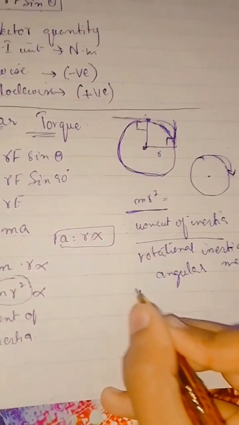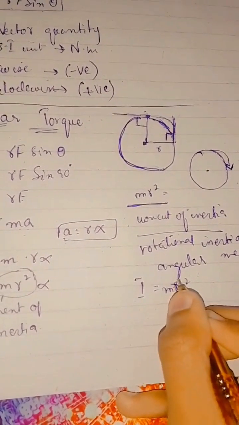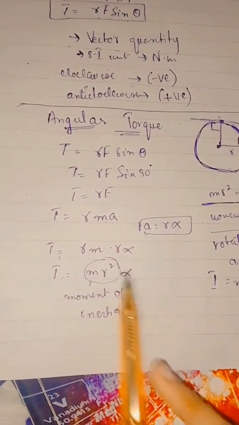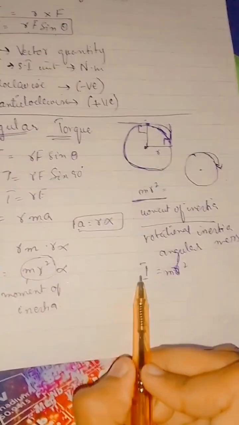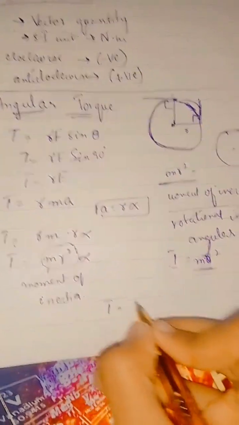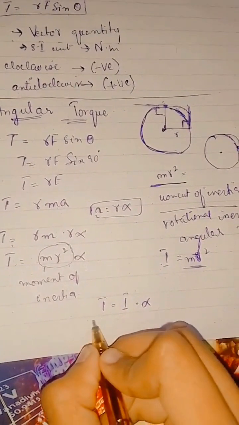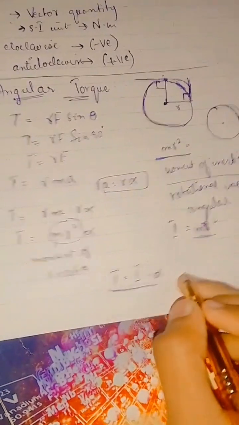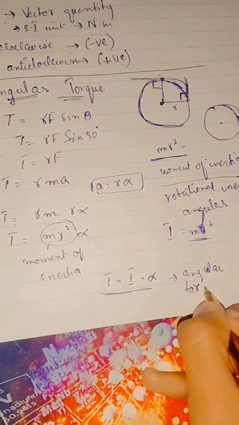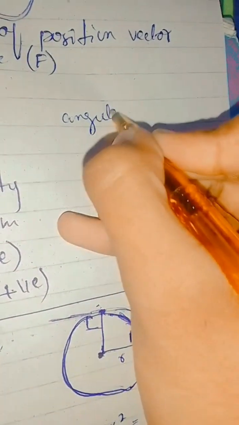Now moment of inertia is denoted by I, and that is m r square. Here in angular torque, T is equal to m r square alpha. So can we write I, the moment of inertia, instead of this? We will write T is equal to moment of inertia into angular acceleration. So that will be known as angular torque.